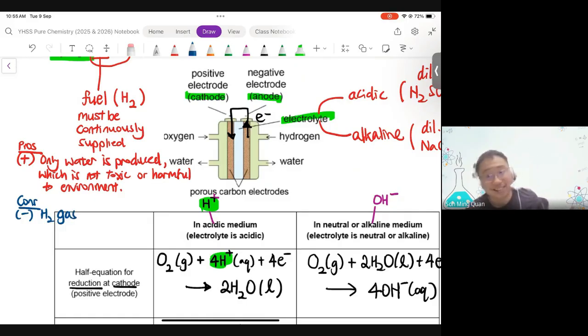Now, hydrogen gas itself is explosive, which is why tomorrow you will see the membrane in this fuel cell is very important. You need to prevent the H2 and the O2 from coming together. They cannot meet. The H2 and the O2 gas must be at separate electrodes and stay there. Because if they were to meet, it will result in an explosion immediately.